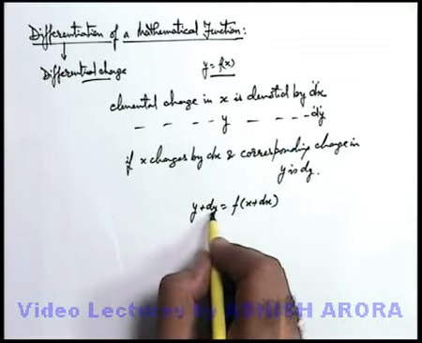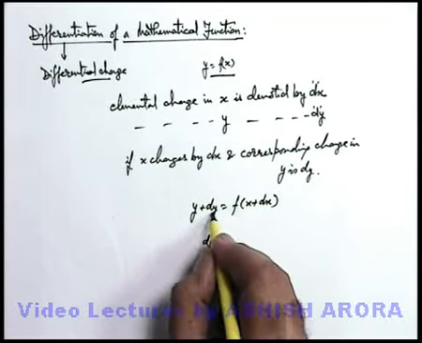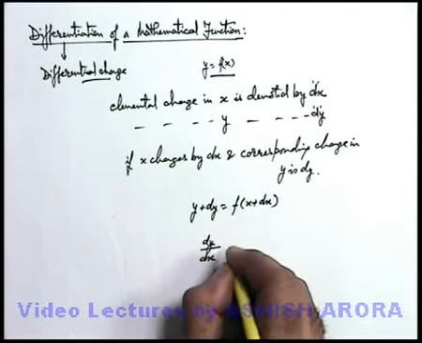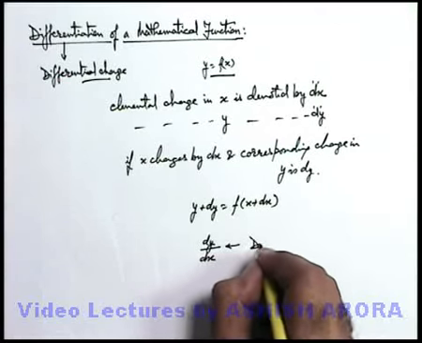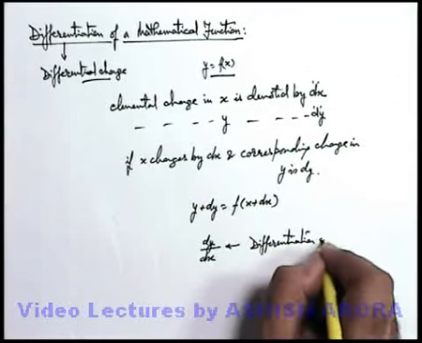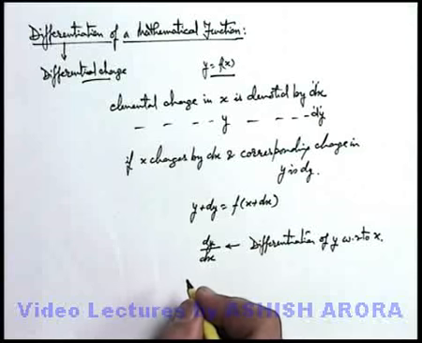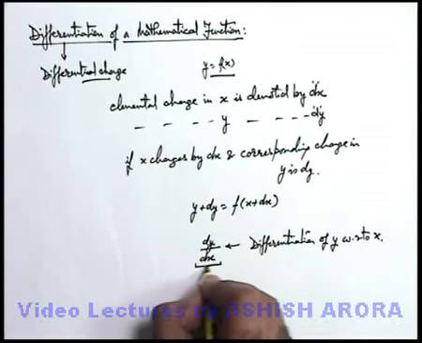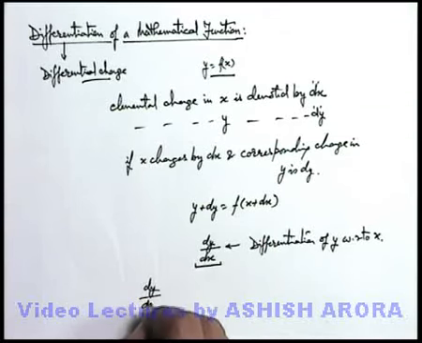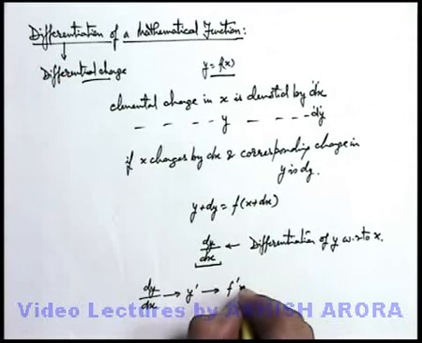Now in this situation, the ratio of these two changes, the differential change in the dependent variable to the differential change in the free or independent variable, this dy by dx, we term differentiation of y with respect to x. This dy by dx is sometimes written as y prime, or also as f prime of x.